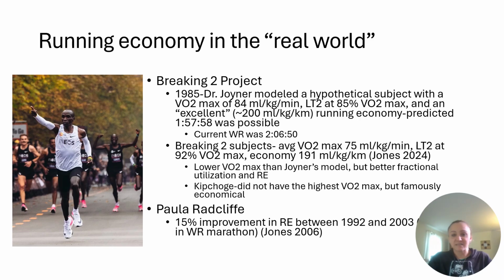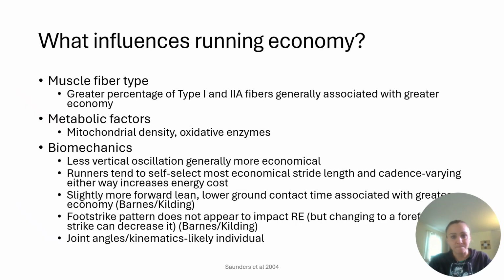Another real world example is physiologist Andrew Jones, who followed the career of Paula Radcliffe, the former world marathon record holder, between 1992 and 2003. He found that over that time, she showed a 15% improvement in her running economy. There wasn't a huge difference in her VO2 max or her critical speed, but there was a lot of movement in her running economy, which allowed her to run 2:15 and hold the world record for many, many years until super shoes came along. It was really a standout performance at the time.